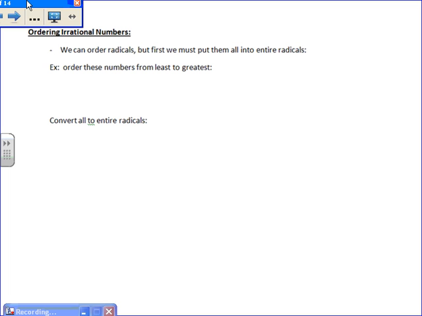I'll give you an example of a question in which you're asked to order radicals. So let's do an example first. Let's say we're asked to order these radicals: 2 times the square root of 18, square root of 8, 3 square root of 2, and square root of 32. So I've got a whole bunch of different radicals, 4 of them to be exact, and I want to order them from least to greatest, from the smallest number up to the largest.